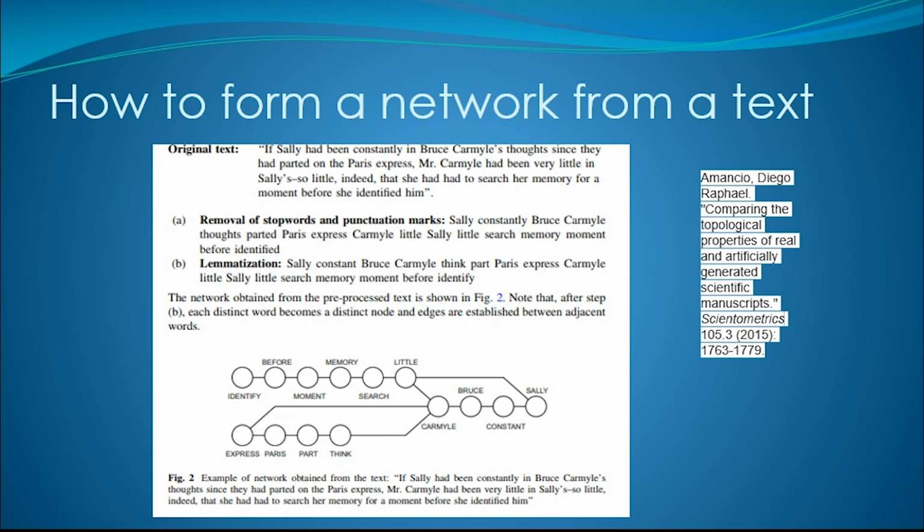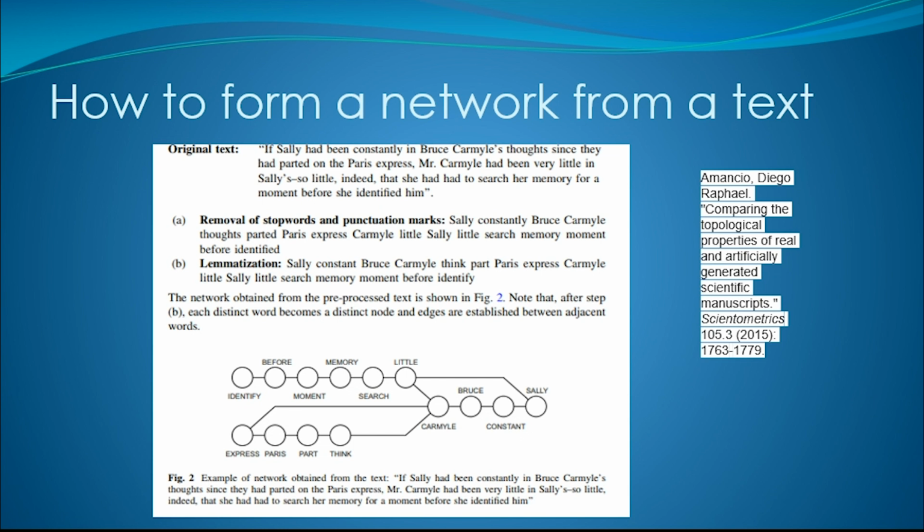So you have removed stop words, you have lemmatized, because if you are having 100 sentences, then words having the same root must be treated as the same. So you create a network. So for any book or for any document, you can convert it into a network.